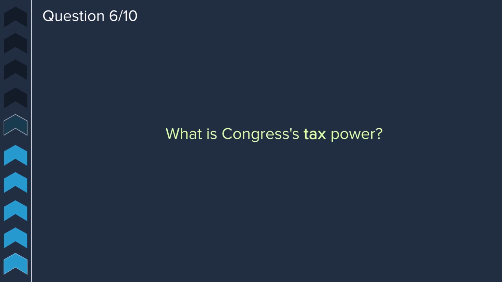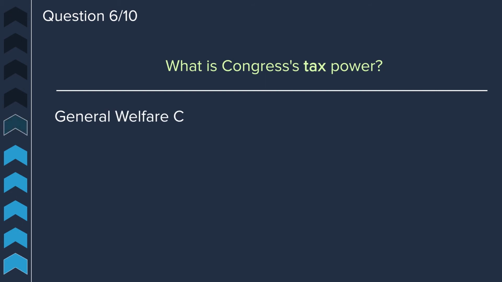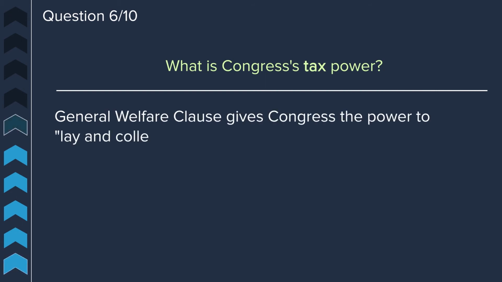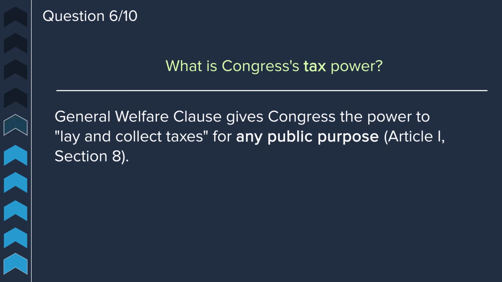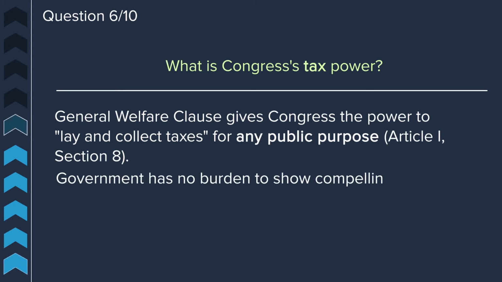Question 6. What is Congress's tax power? The General Welfare Clause gives Congress the power to lay and collect taxes for any public purpose. This is in Article 1, Section 8. And the government does not have a burden to show a compelling purpose for the tax.